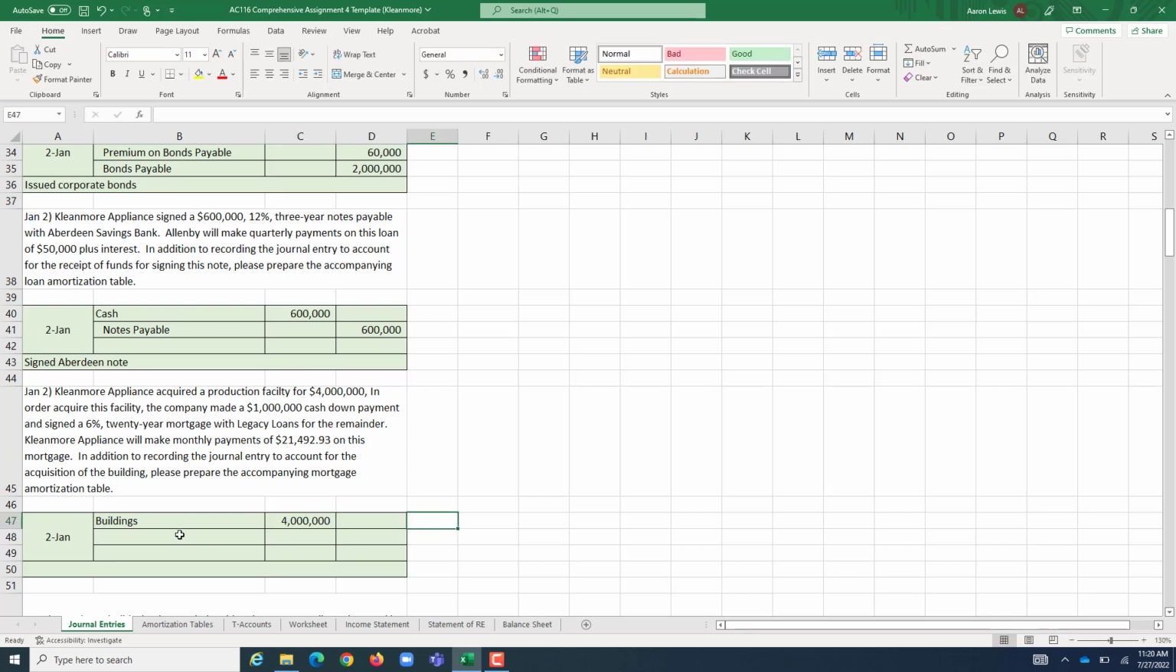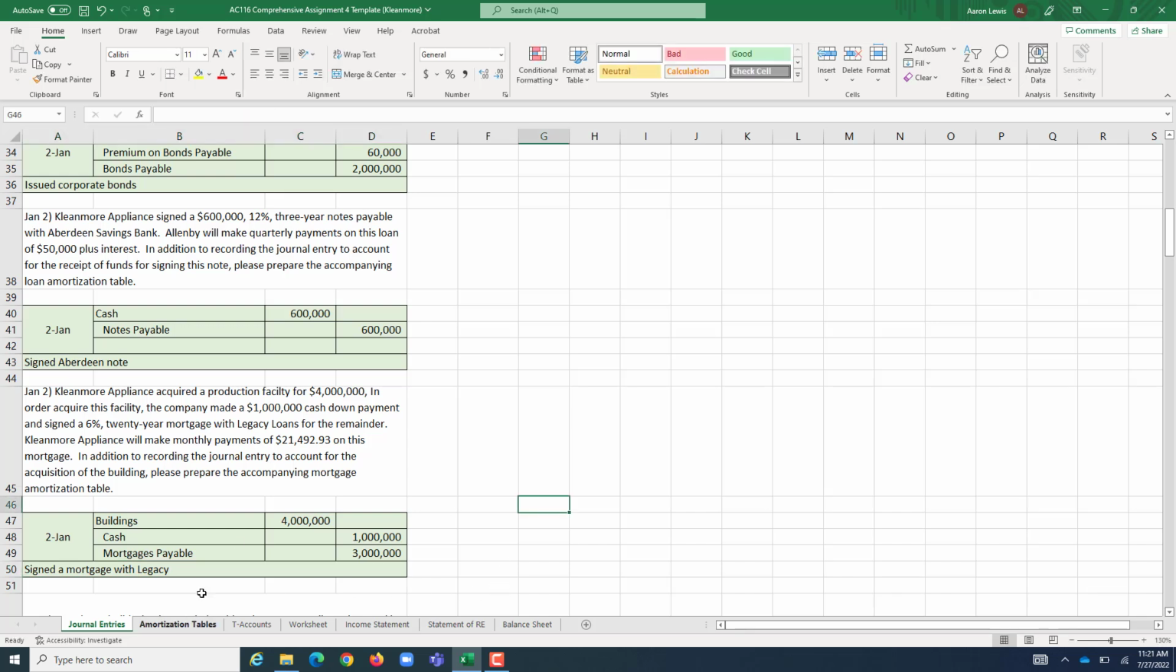And our credits are going to be to how we're financing the acquisition of this building. And how we're financing it is we're giving them $1 million cash down payment. So let's reduce cash by $1 million by crediting it. And then the signing of a mortgage payable for the difference, for the amount that we're not paying for up front. Since it's a $4 million building and we're only paying $1 million up front, we owe them $3 million now. And we can say that we signed a mortgage with Legacy.